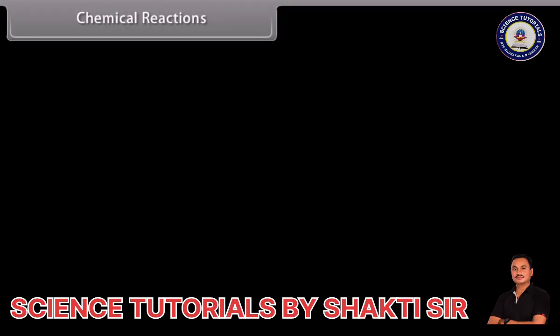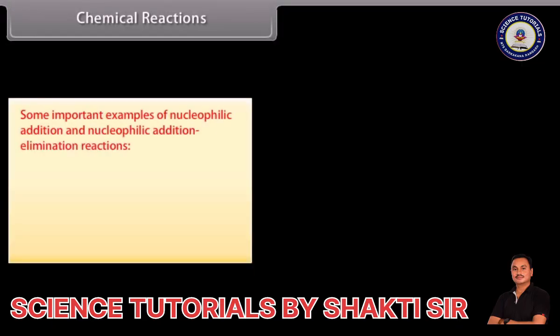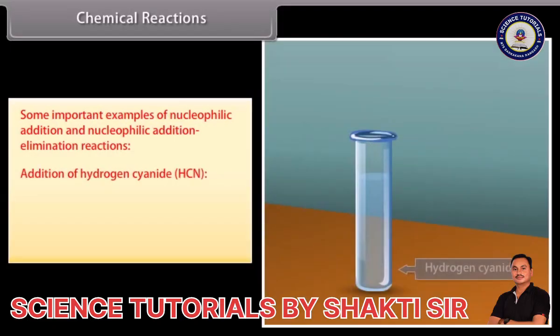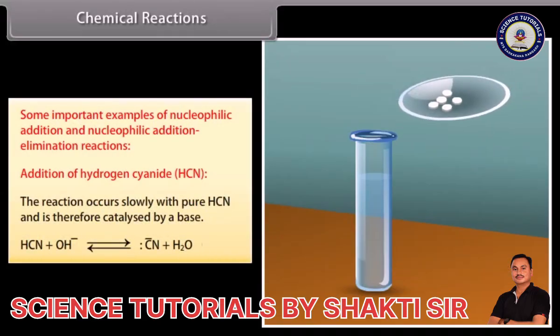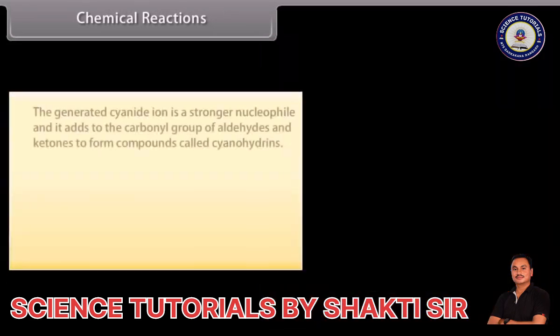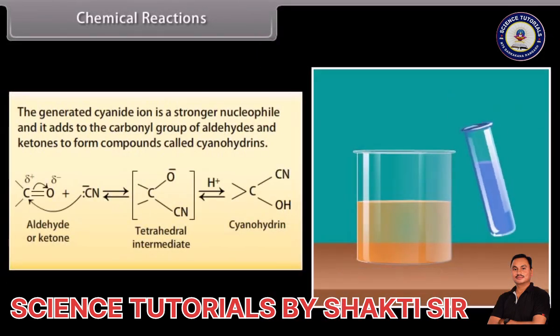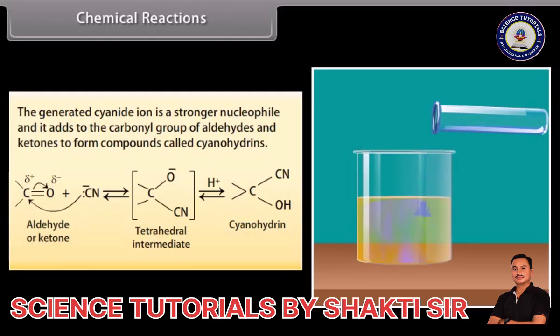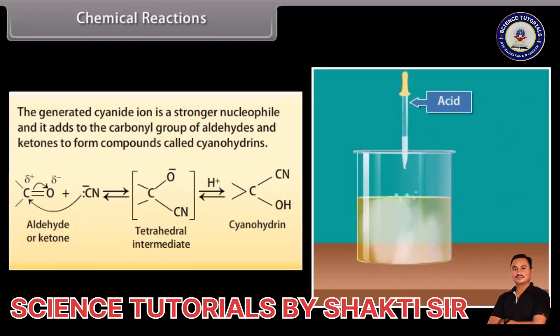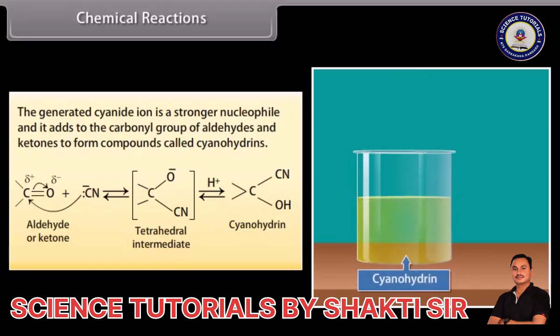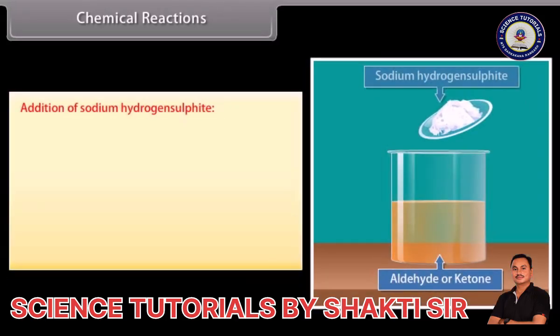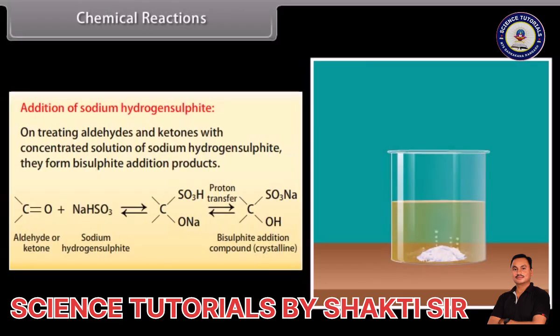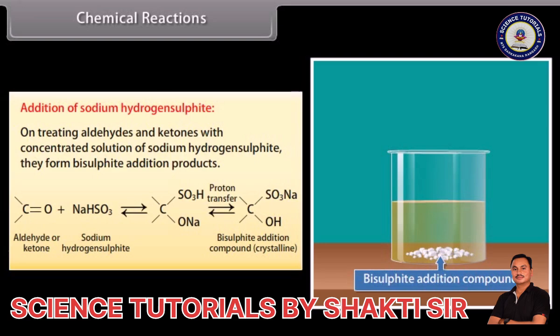Chemical reactions. Some important examples of nucleophilic addition and nucleophilic addition elimination reactions. Addition of hydrogen cyanide. The reaction occurs slowly with pure HCN and is therefore catalyzed by a base. The generated cyanide ion is a stronger nucleophile and it adds to the carbonyl group of aldehydes and ketones to form compounds called cyanohydrins. Addition of sodium hydrogen sulfite. On treating aldehydes and ketones with concentrated solution of sodium hydrogen sulfite, they form bisulfite addition products.